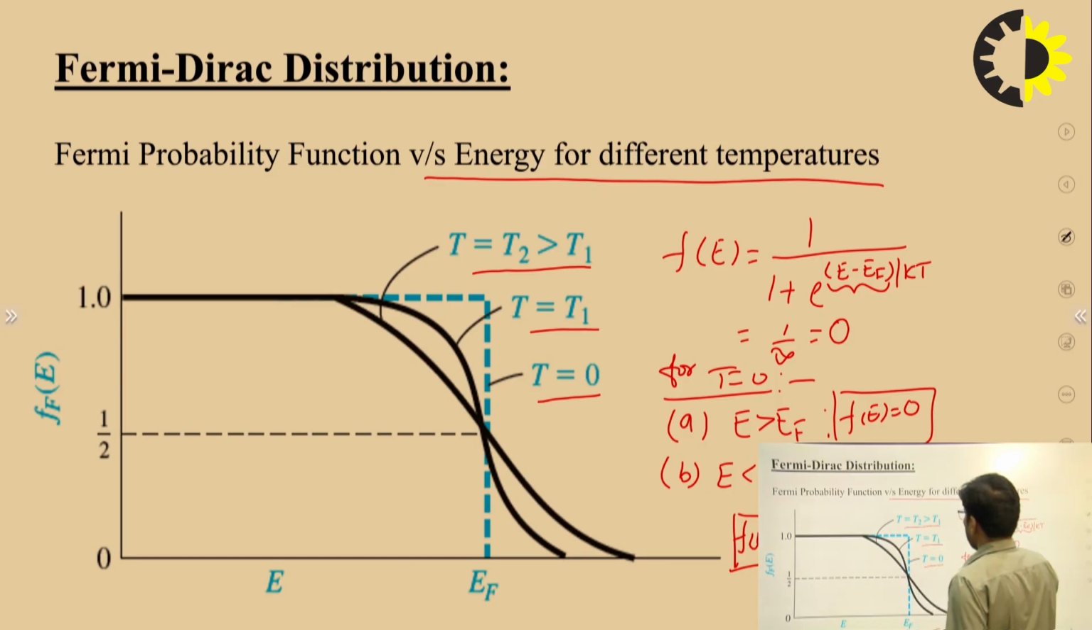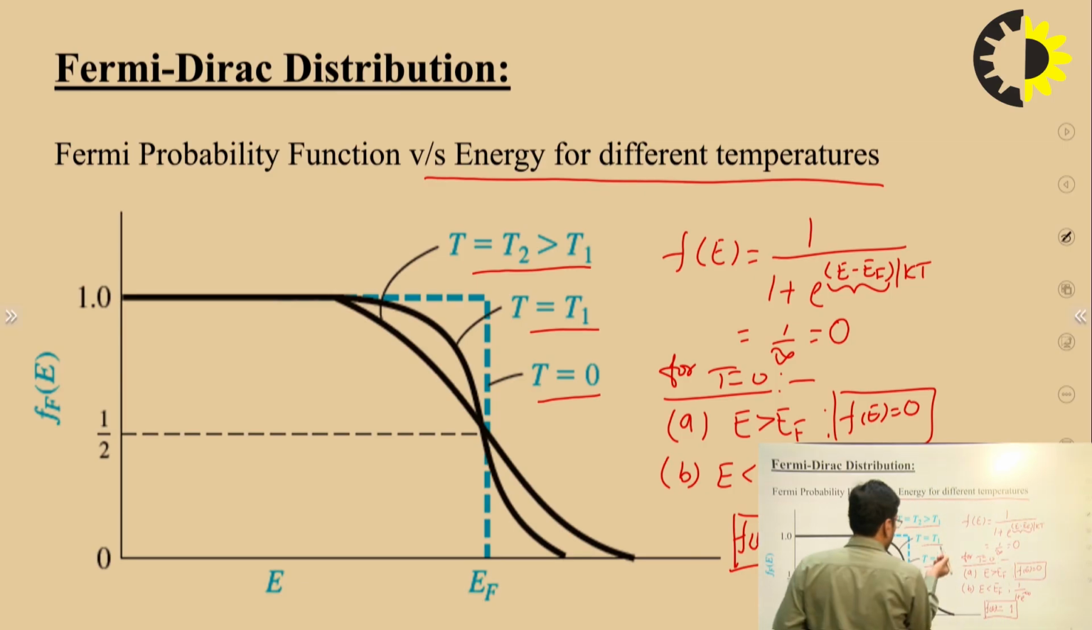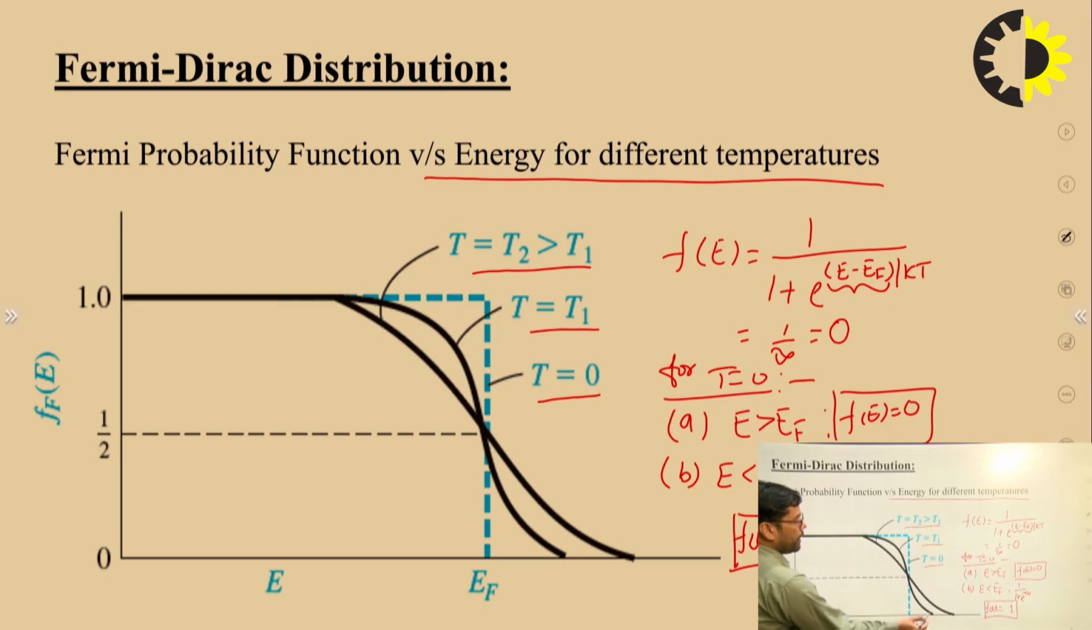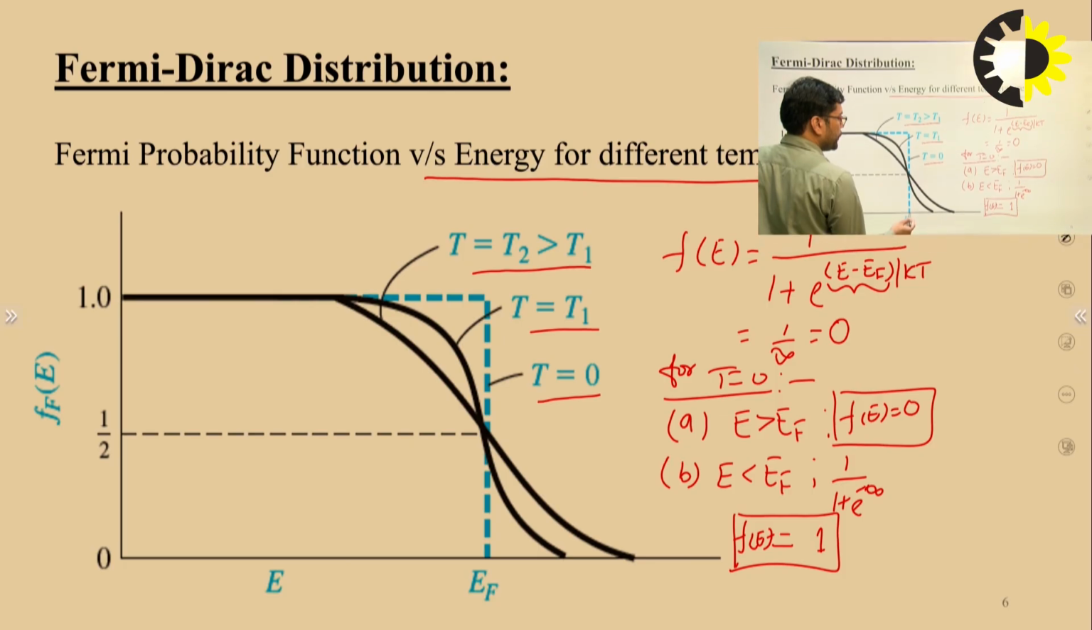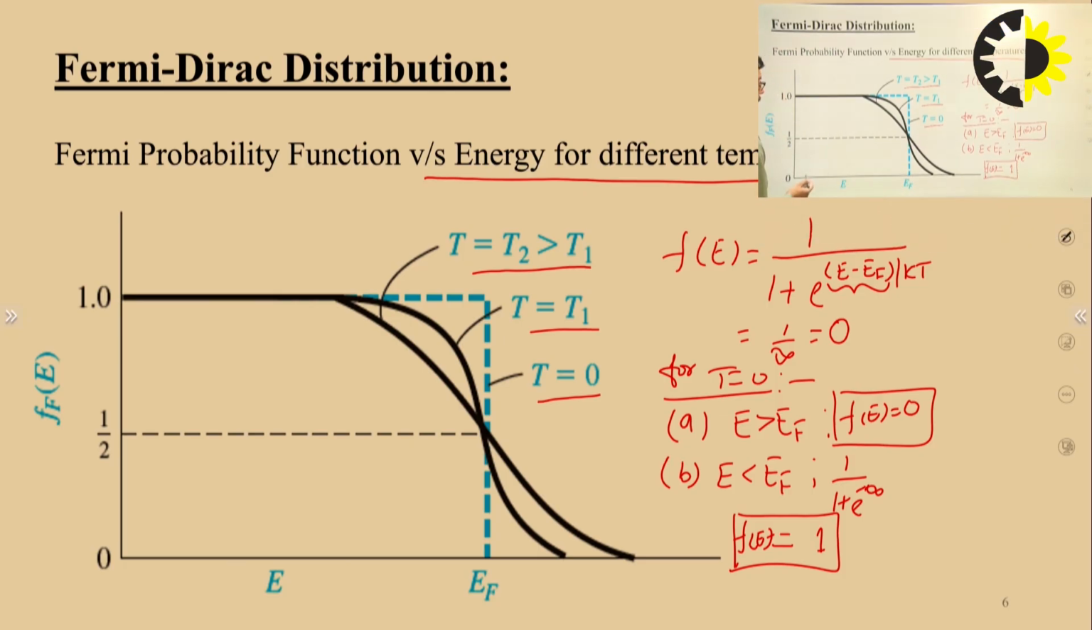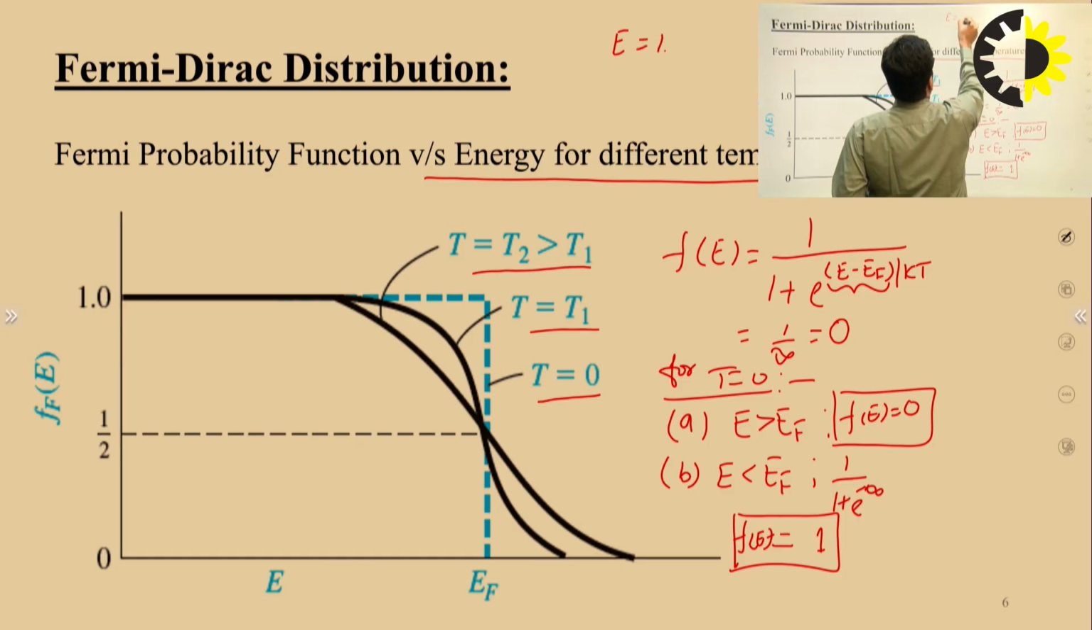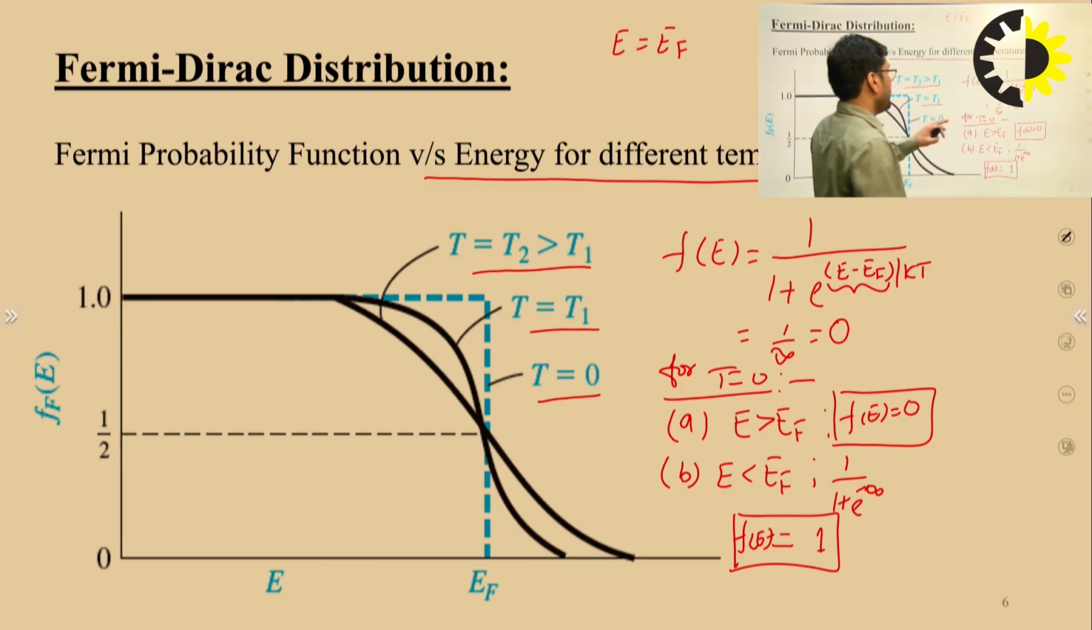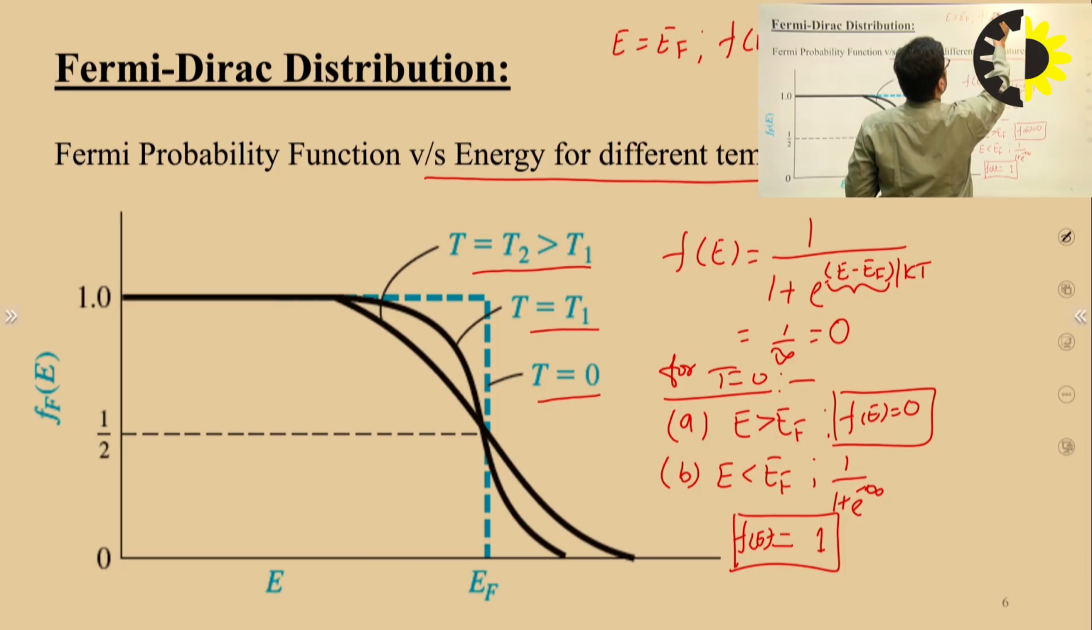So you can see for T is equal to 0, we have two cases. For E greater than EF, we have the value equal to 0, while for E less than or equal to EF, it has the value equal to 1. While talking about E equal to EF, what should be the value? At E equal to EF, the exponent becomes 0, so 1 plus e to the power 0, that is 1 upon 1 plus 1, that is half. So in this case, F(E) is equal to half, that is 50%.